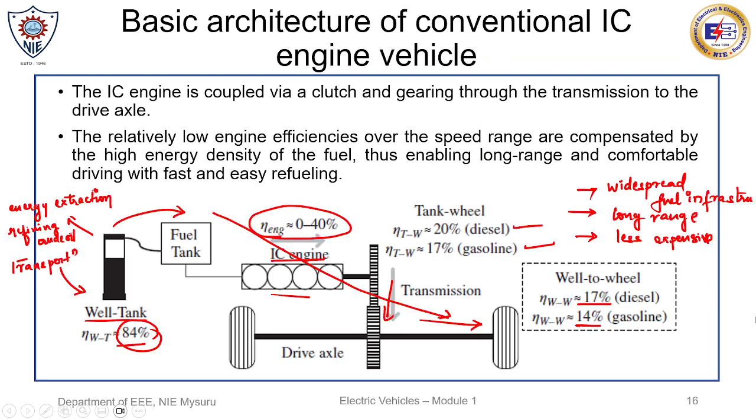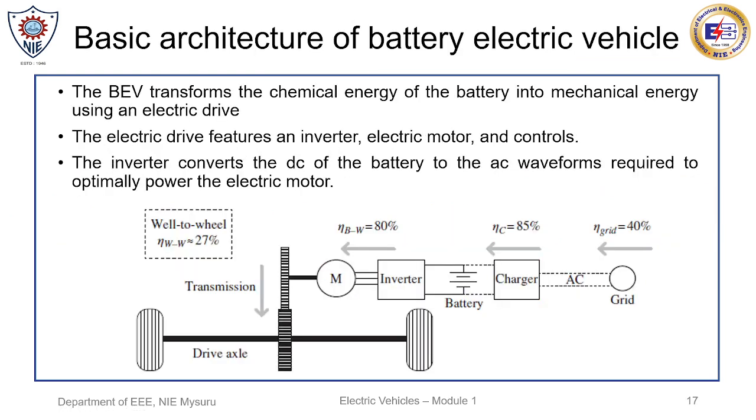The next part here is the architecture of the battery electric vehicle. Coming to battery electric vehicle, the layout is very simple. You have a battery pack which can store the electric energy. Then we have an inverter which converts DC to AC. We have a motor which will drive the wheels, and then we have the controller which will control the entire power flow. There is no fuel tank. There is no engine, and there is no gearbox, which actually increases the efficiency of the transmission system.